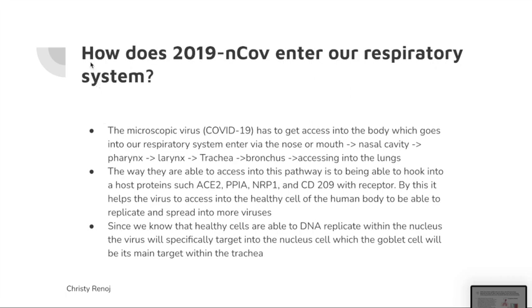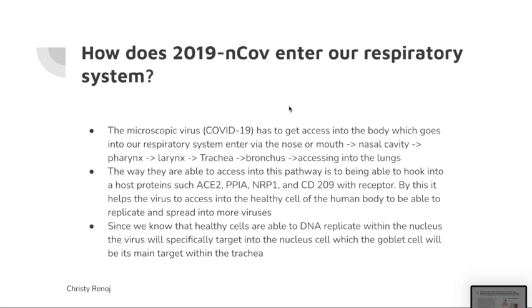It starts with how COVID-19 enters our respiratory system. The microscopic virus has to get access to the body, which goes into our respiratory system. It enters via the nose or mouth, then goes through the nasal cavity, then to the pharynx, the larynx, then the trachea, then the bronchus, accessing into the lungs.